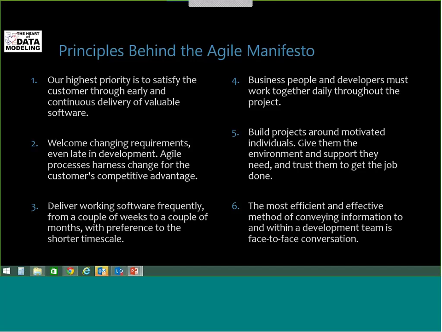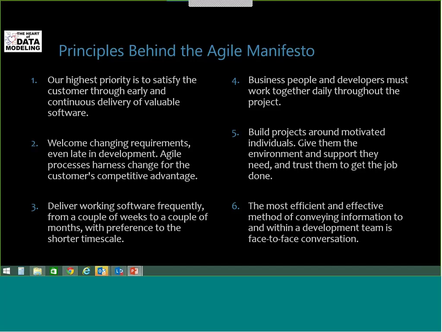Three, we deliver working software frequently. We've repeated what we said above about continuous delivery, from a couple of weeks to a couple of months, with a preference for a shorter time scale. The interesting thing is that this is a huge difference from what people were talking about in IT software development in 2001 when the manifesto came about. At that time, we would talk about traditional development, whether it was information engineering, data-driven, structured refinement, or any of those words from back then.